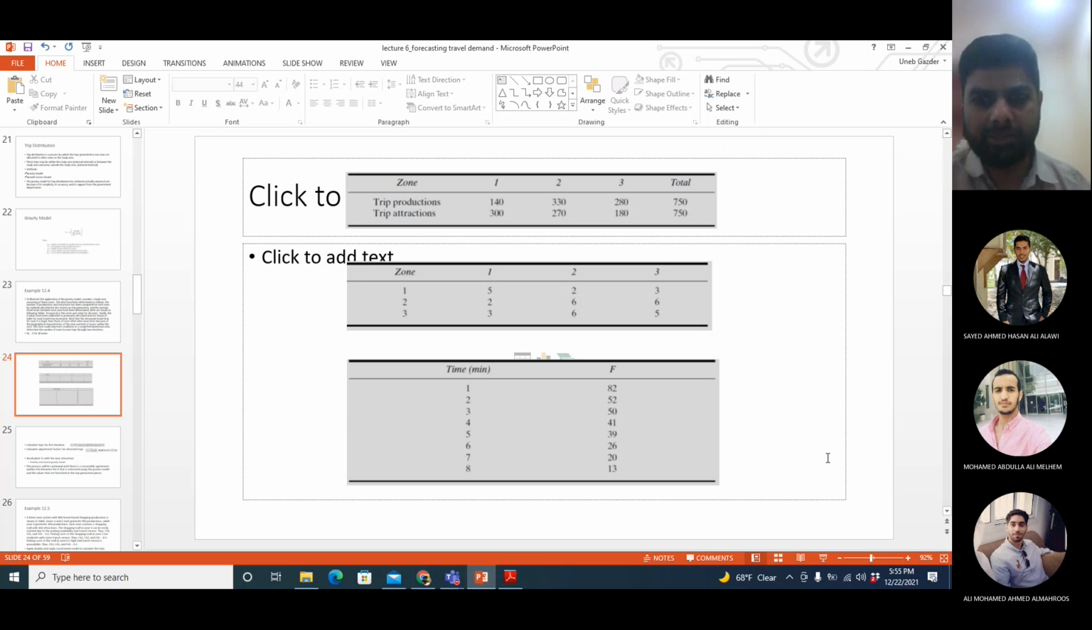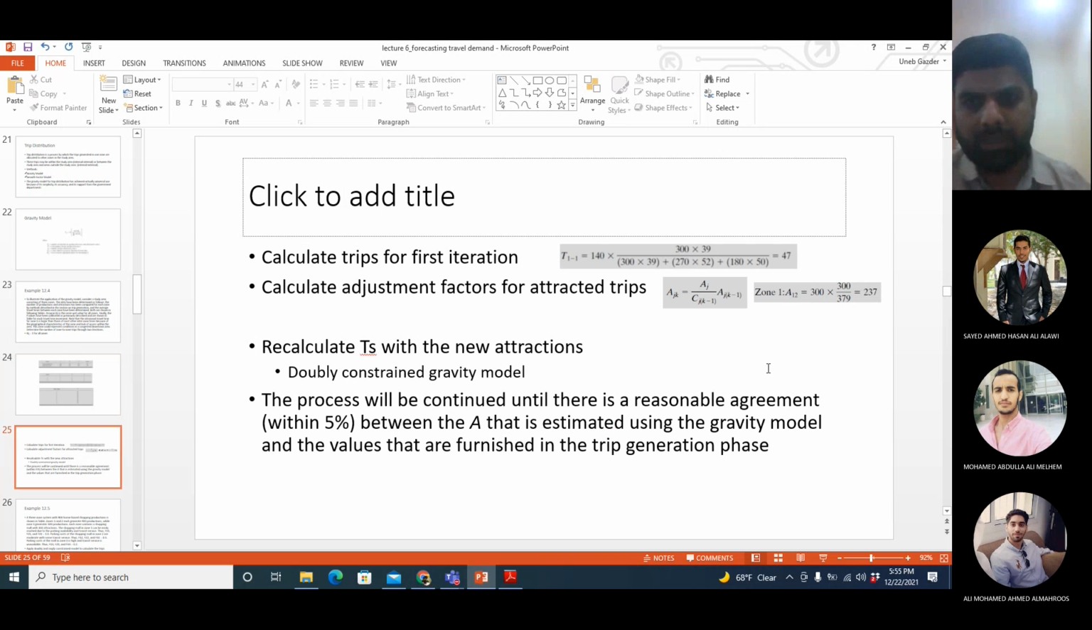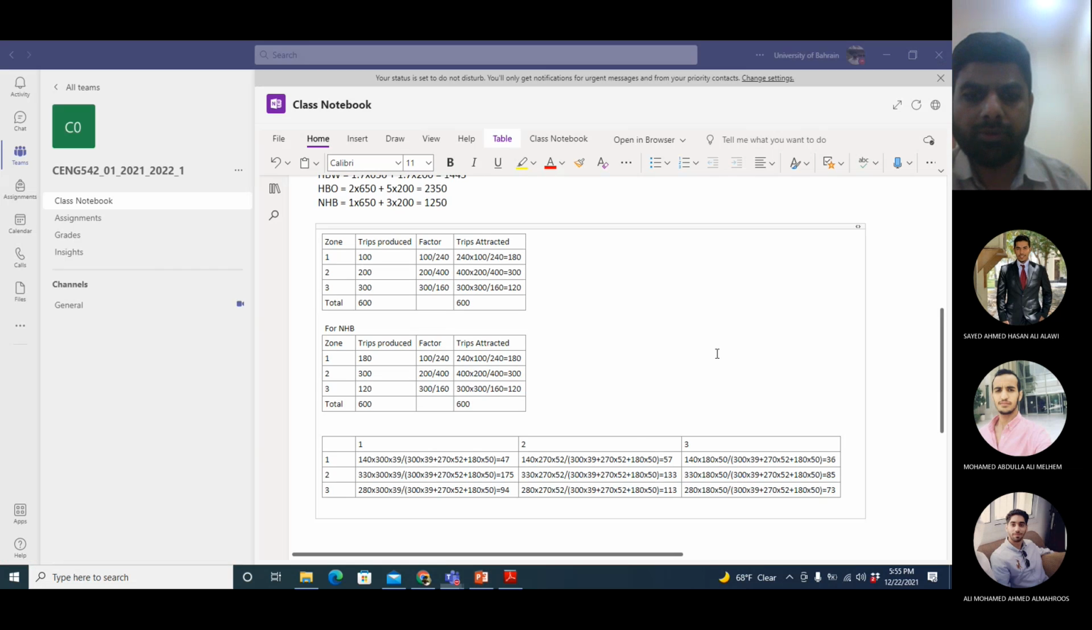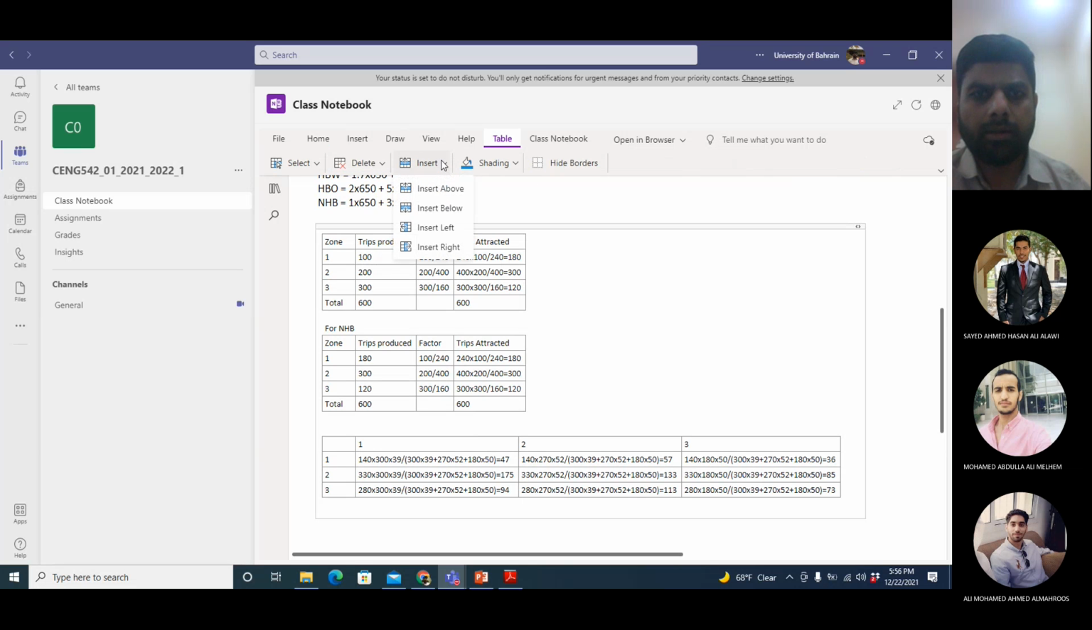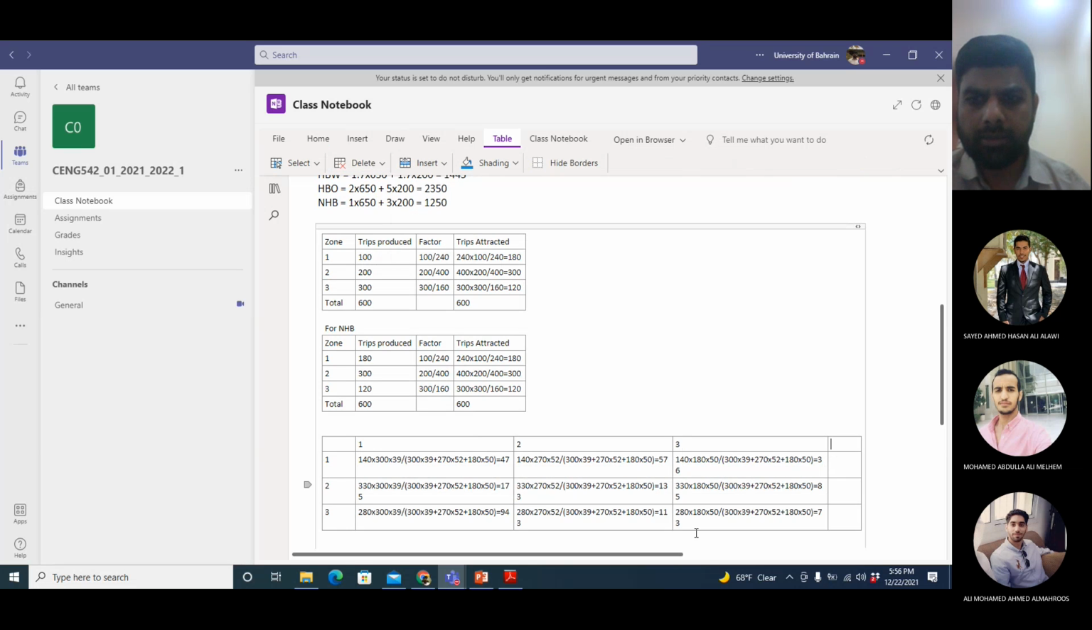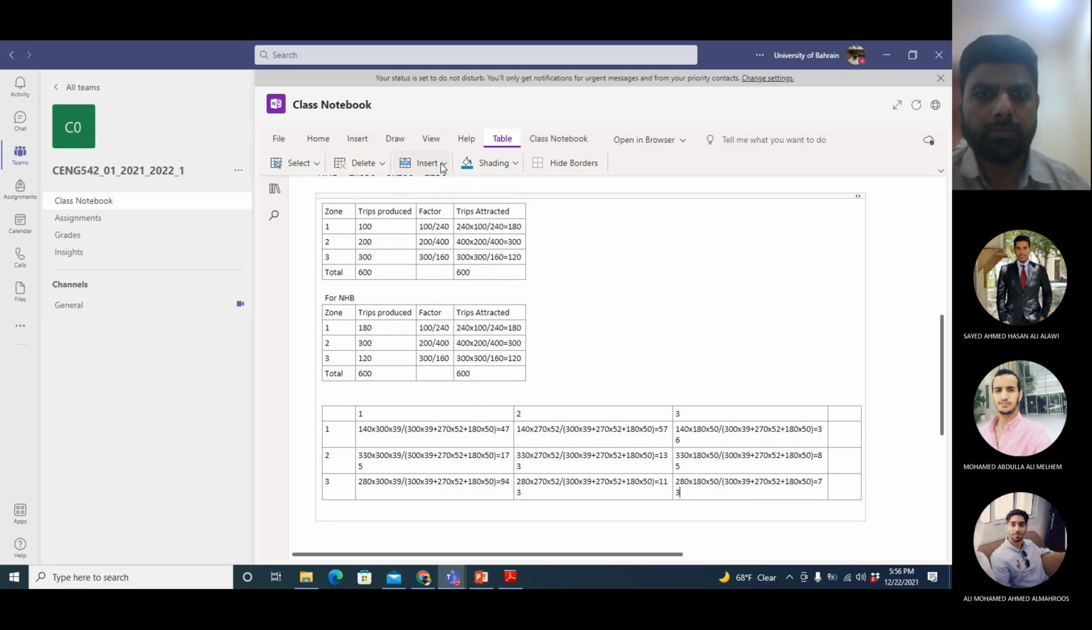This is the first iteration basically. What we have done is the first iteration. Now what we have to do is we need to calculate, because if you now add the number of trips produced from each zone, if you do the total of them, let me add a column on the right and let me add one row at the bottom.